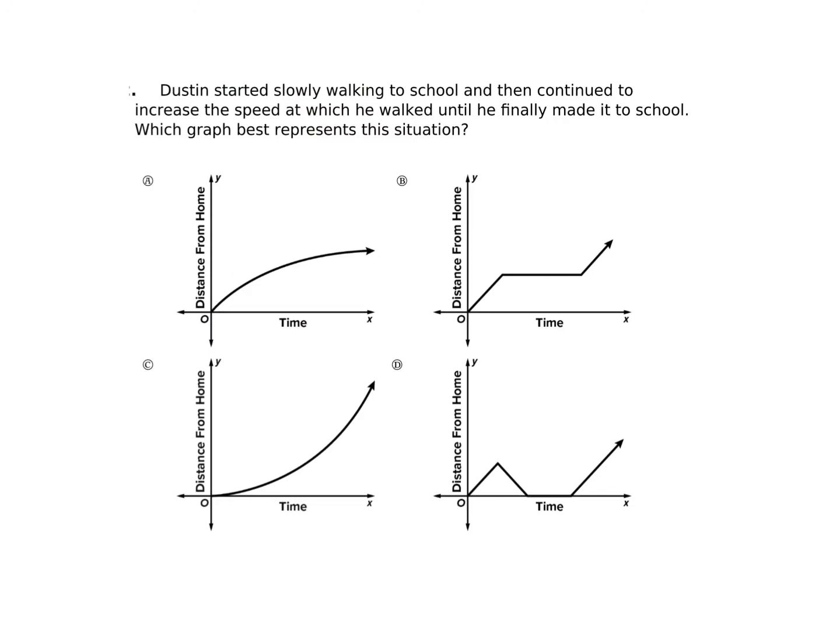All right, so I have a little problem here. It says Dustin started slowly walking to school. When I'm doing these types of problems, I like to underline or highlight the parts. He's slowly walking to school, and then he continued to increase the speed at which he walked. So he started slowly, and then it looks like he increased the speed at which he's walking until he finally made it to his school. It says which graph best represents the situation?